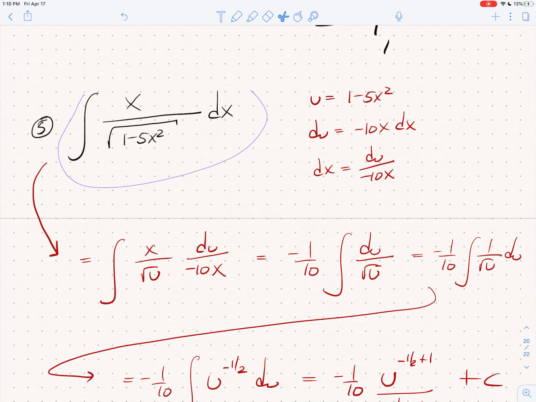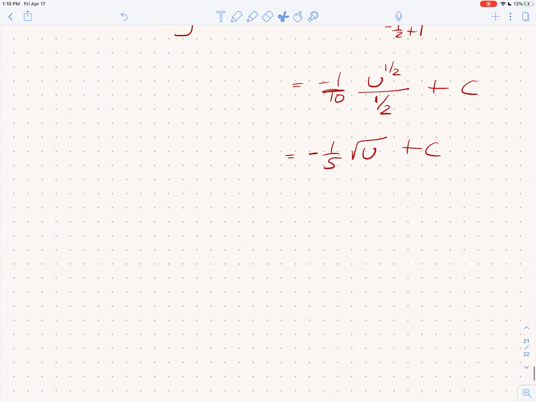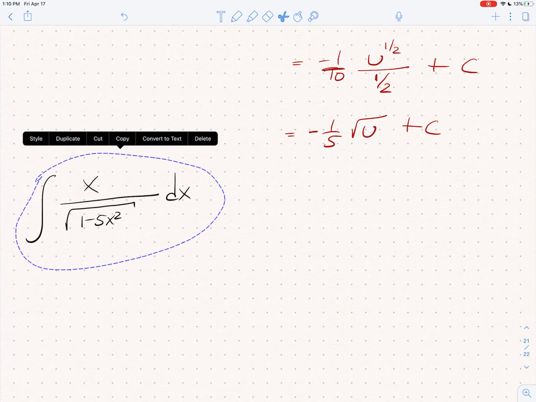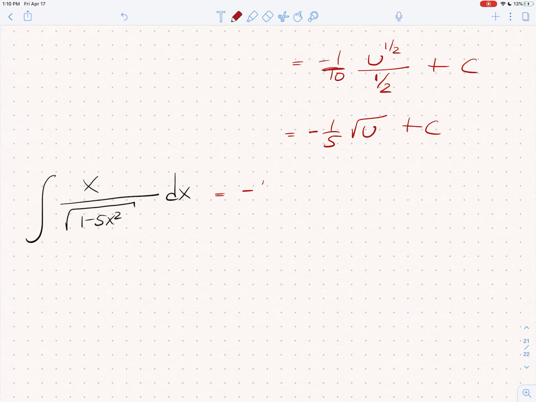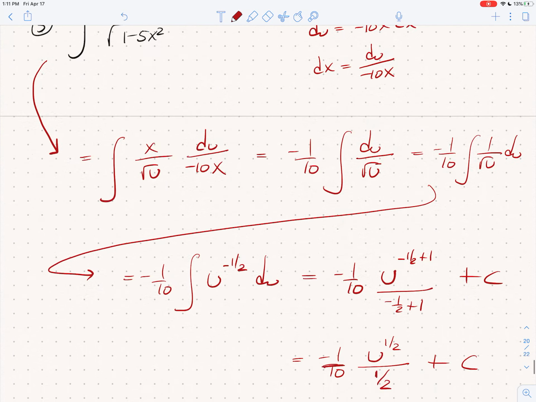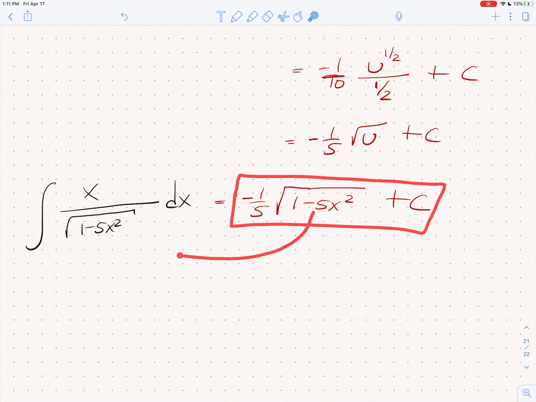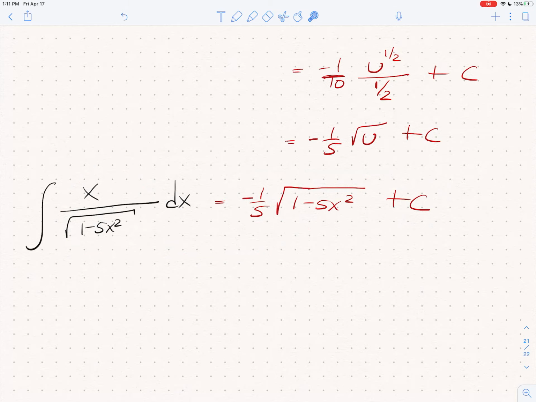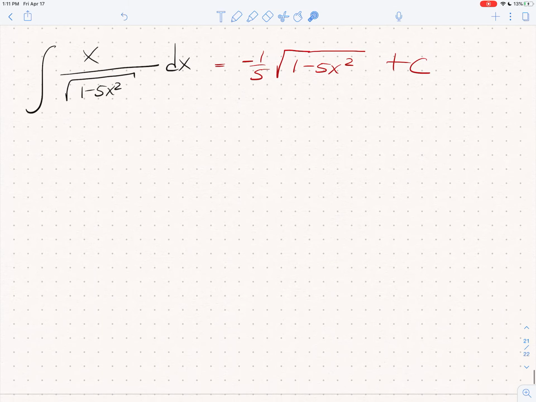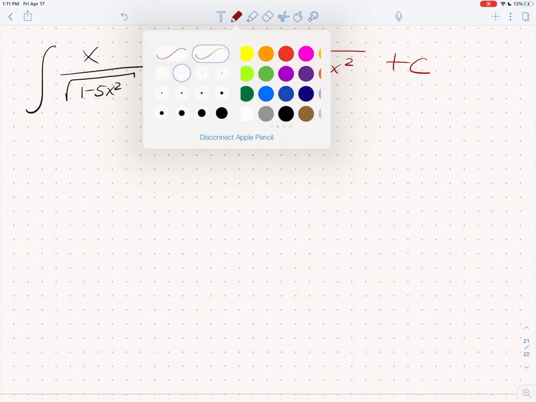I'm going to go back and actually copy the original integral down. I like to do that just so that I can summarize. So this integral is negative 1/5 square root of, plug in whatever u was, 1 minus 5x squared. So negative 1/5 square root of 1 minus 5x squared plus c. I'm not going to work it out, but just to be clear, if you took the derivative of this, you should get this, and you will. It all works out. So feel free to check that problem if you have any questions or issues.